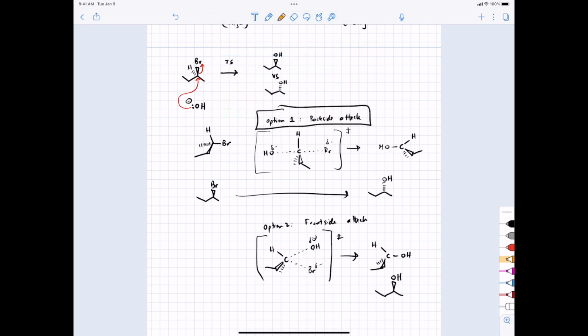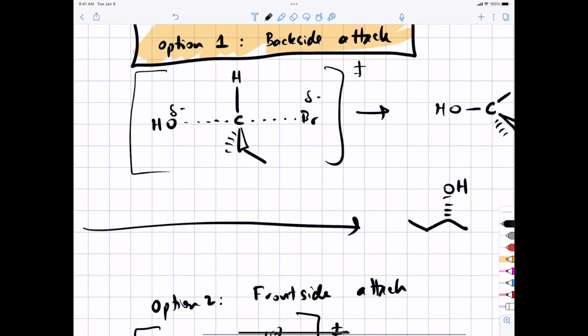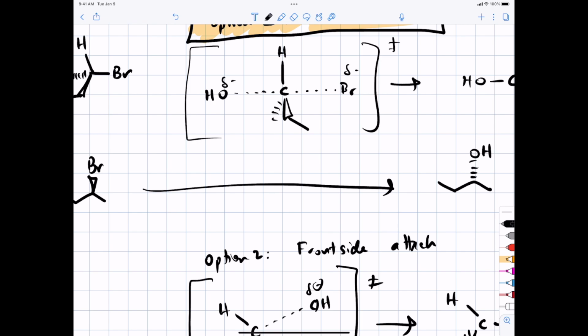And there's a few reasons for that, but let's talk about why that might be. Why do you think that option is preferred? Yeah. Less interference from electron repulsion? Yeah, less interference from electron repulsion. Very good. So you have the nucleophile, which has a partial negative charge, and the leaving group with a partial negative charge. And they are as far apart from each other as possible. So you're minimizing electron-electron repulsion.